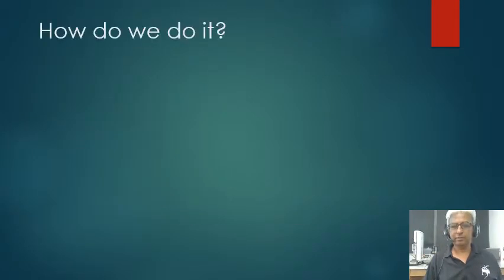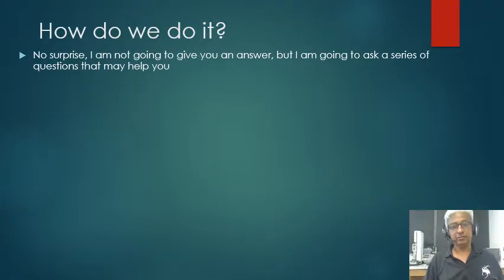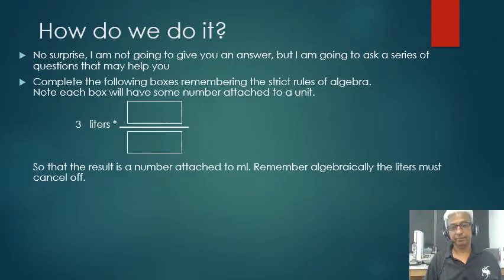How do we do it? No surprise, I'm not going to give you an answer as usual, but I am going to ask a series of questions that may help you. Now, complete the following boxes, remembering the strict rules of algebra. Note that each box will have some number attached to a unit, so that the result is a number attached to milliliters. Remember, algebraically, the liters must cancel off.